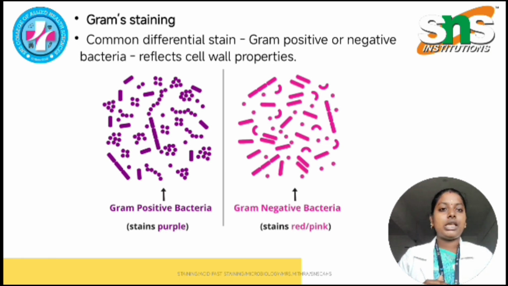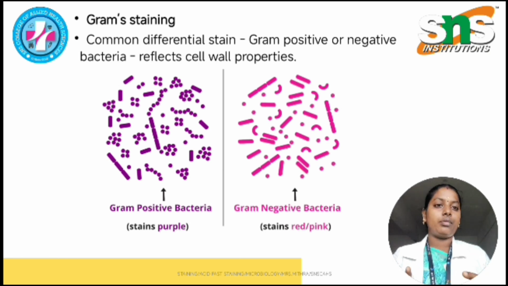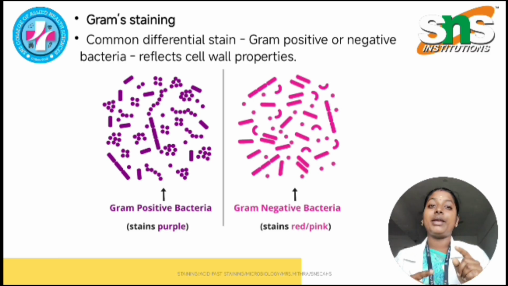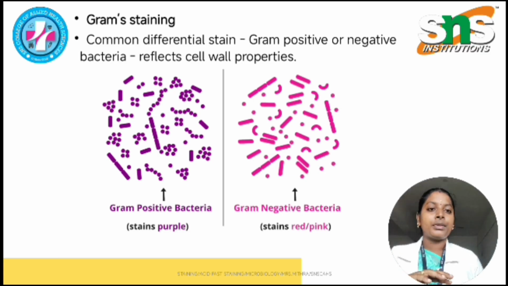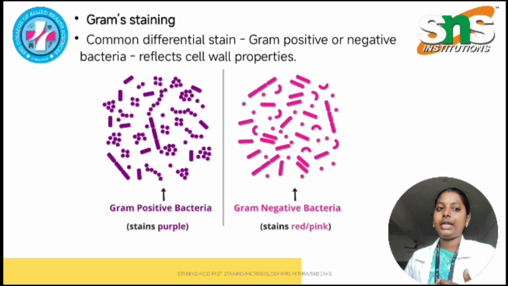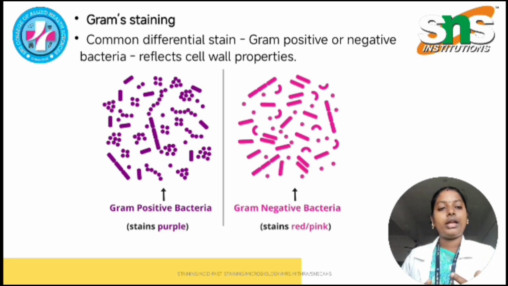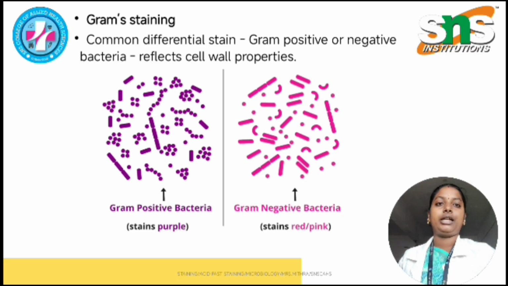So you could see both the shapes in both the bacteria. You could see the cocci shape, that is nothing but the round shape, and you could see the rod shape, that is nothing but the bacilli shape. So you have both gram-positive cocci and gram-positive bacilli, and also you have gram-negative cocci and gram-negative bacilli. Okay, so this is about the gram staining.